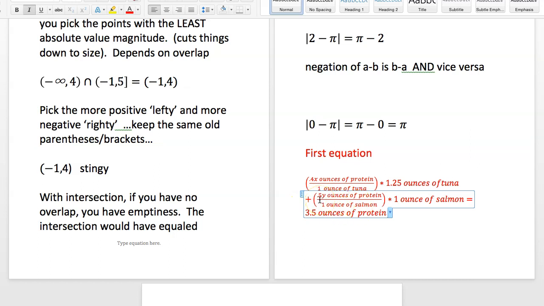And then we have 0.5 ounces of protein per 1 ounce of salmon times 1 ounce of salmon. Now the ounces of salmon cancel each other and just leave ounces of protein. Now we're told that all that added together, and notice all that's left is ounces of protein, 0.4x ounces of protein plus 0.5y ounces of protein equals 3.5 ounces of protein. That was hard. But now this is my first equation, but it's awfully messy. So what we need to do is clean it up. So this is the first equation.